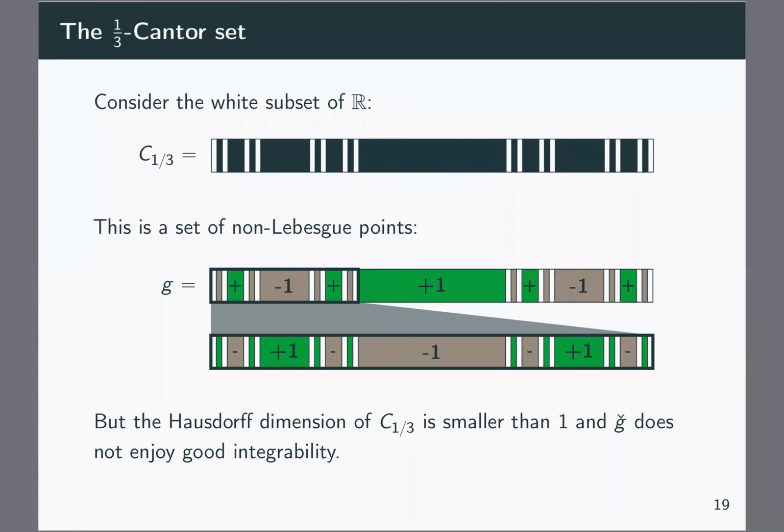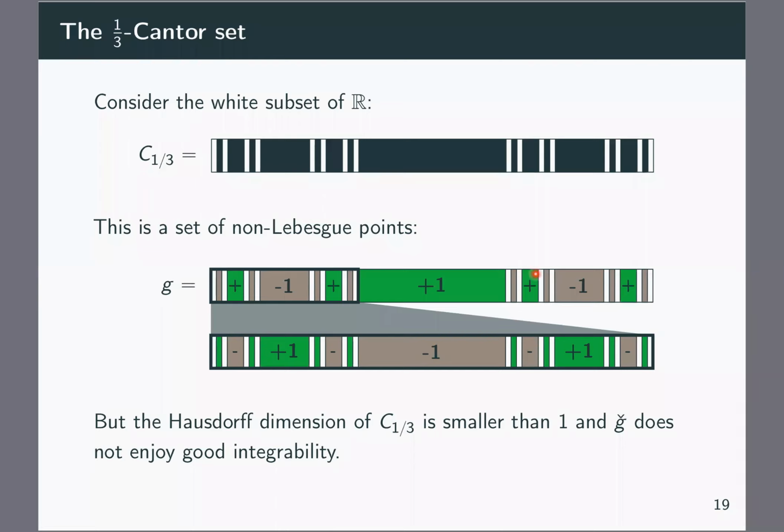The remaining white set that you get is the 1/3 Cantor set, and it is the non-Lebesgue set of a certain function g that I sketched here. And the function g basically assigns positive weight 1 to all the removed intervals at generation 1, and it assigns weight -1 to all the removed intervals at generation 2 and all the other even generations. So odd generations get a positive weight, even generations a negative weight, and this is what g does.